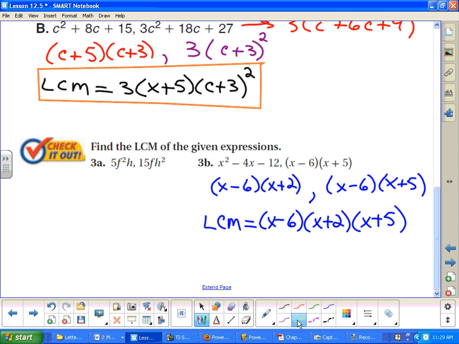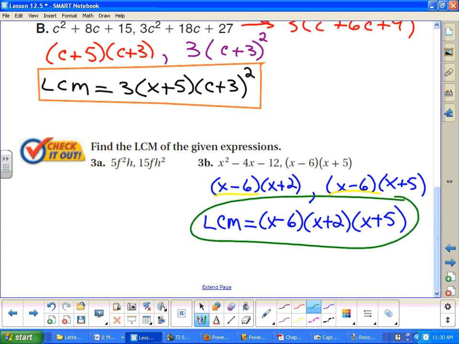Now they both have x minus 6, but those both are only to the first power. There's only one of them, so I only list one of them in my answer. I don't put this as squared. I'm only going to write it as to the first power. Right? Because it's not squared in either one of them. It's only to the first power. So you list all the different factors and then take the greatest power of each of those factors then.